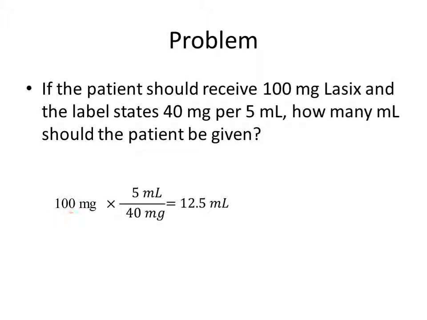How do I get 12.5 on the calculator? Well, 100 is in the numerator, so I just enter 100 in the calculator as it is. 5 is in the numerator, so it's times 5. 40 is in the denominator, so it's divided by 40. You should end up with 12.5 on your calculator.